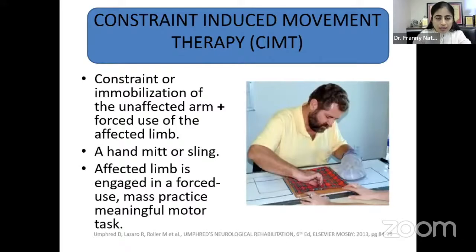The first technique that we're going to talk about is constraint-induced movement therapy, also known as CIMT. As the name suggests, there will be constraint or immobilization of the unaffected hand. That is, the good hand will be constrained using a hand mitt or a sling, and the affected limb should be forcefully made to use. So we use the affected limb for engaging in forced use, a mass practice, but make sure that whatever the patient performs with the affected hand is a task that the patient would like to do. That means it should be salient.